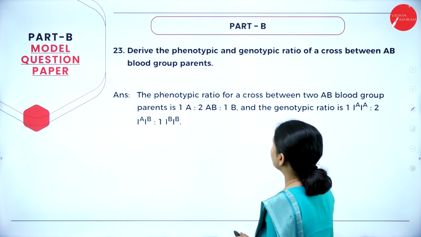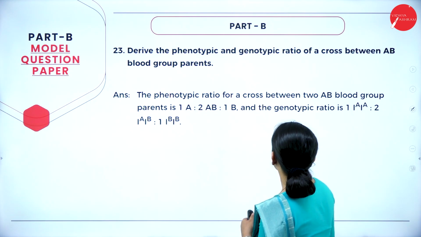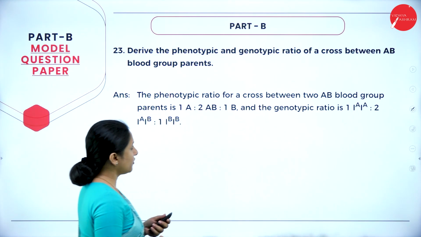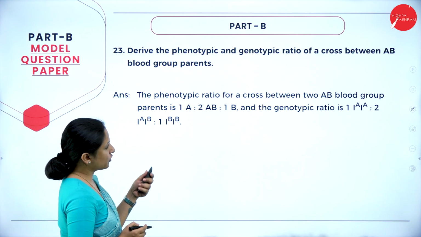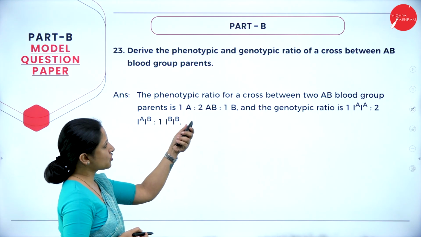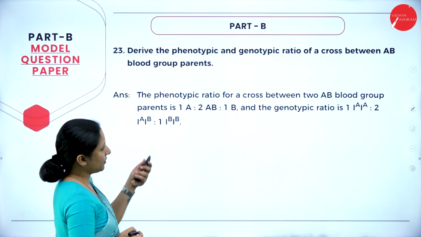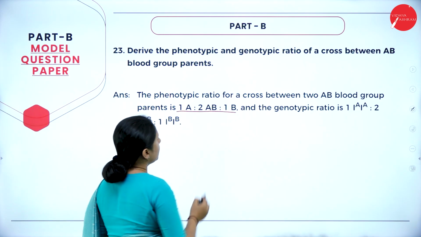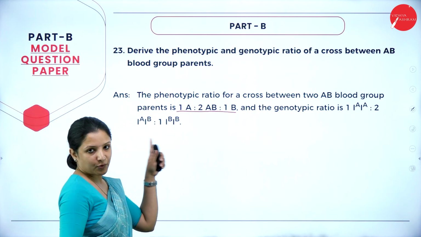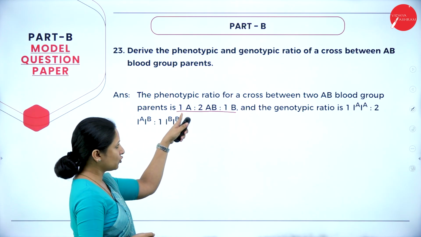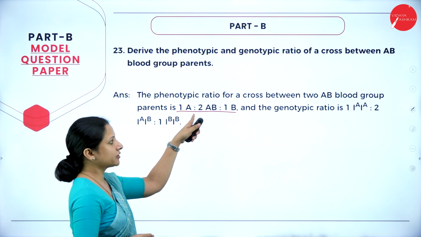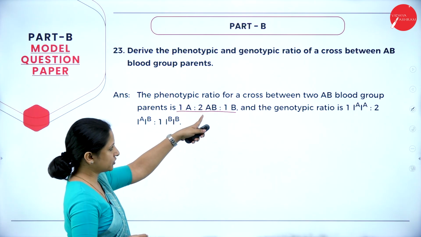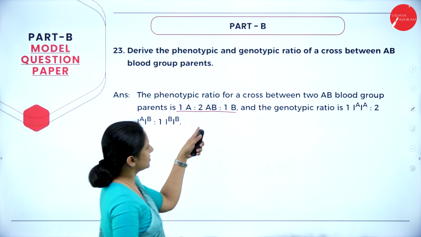Next question, derive the phenotypic and genotypic ratio of a cross between AB blood group parents. The phenotypic ratio for a cross between 2 AB blood group parents is 1 A to 2 AB to 1 B. That is, there is a possibility for one child having blood group A, for 2 children to have blood group AB, and for one child to have blood group B. So this is the phenotype.